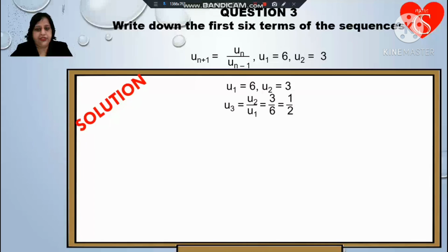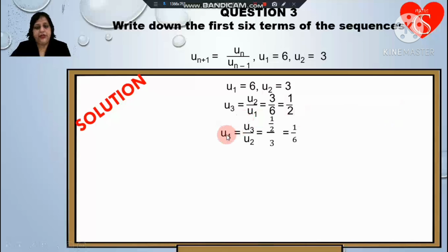Now we go on to the third term. For the third term, the n here is actually 2. 2 plus 1 will give you 3. So the n that we are referring to now is 2. So this n term will be your second term, and this n minus 1, 2 minus 1, is the first term. Therefore your third term is equal to the second term divided by the first term. The second term is 3, the first term is 6. 3 divided by 6 will give you 1/2.